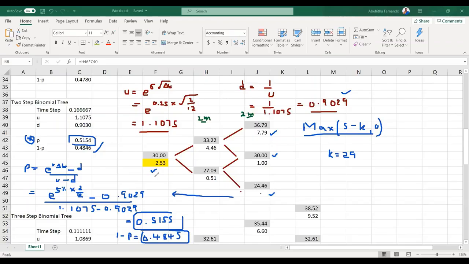So if you got 2.53, can you raise your hand? Or even if you got an answer that is very close to that. So calculate and see.